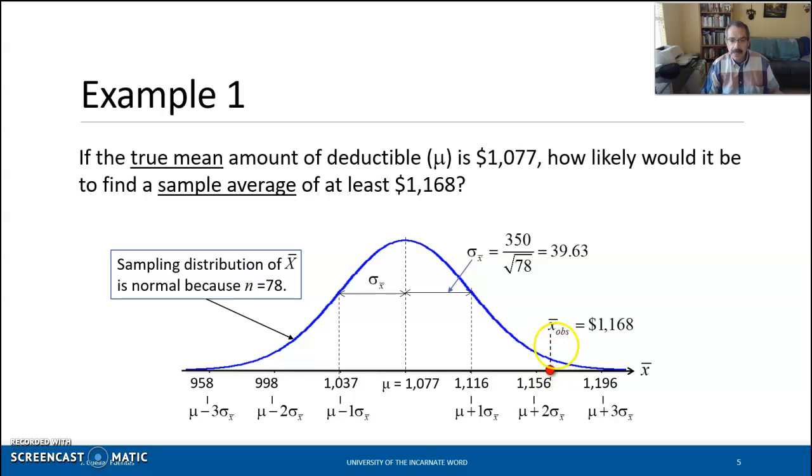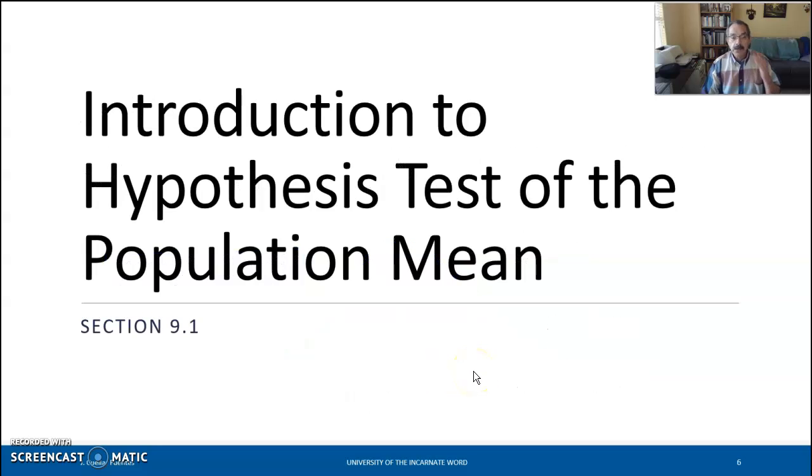Well, the question is then, is this too rare to believe that this mean is correct? And so you can see that this is a little far to believe to be a likely outcome if the mean is 1,077. So in what comes next, we're going to learn a procedure to determine whether this average is too rare to believe that this is the true mean. All right, so in the next section, we're going to talk about what a hypothesis test of the population actually is. So I want to stop here and we'll continue in the next segment.